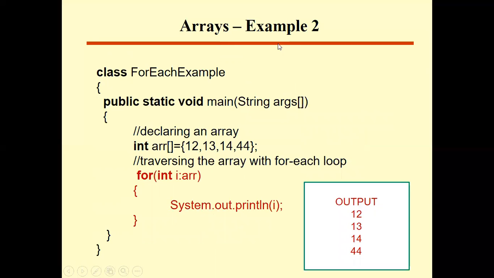Now, this is the second example program using arrays. Here the main class name is ForEachExample, and inside this class the main method is defined, and an array with the name arr is declared as well as initialized with 4 elements. Now, a for each loop is used to traverse the elements present in the array. Since the data type of this array is integer, the loop control variable i is also declared as an integer variable. Now, this is the output of this program.